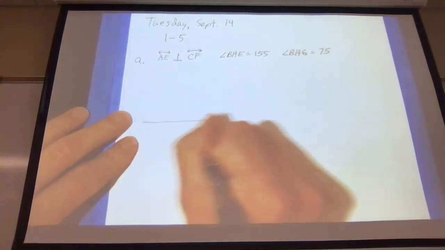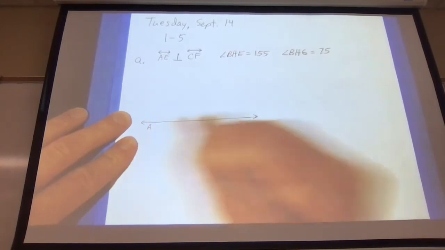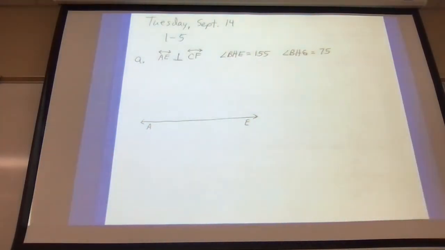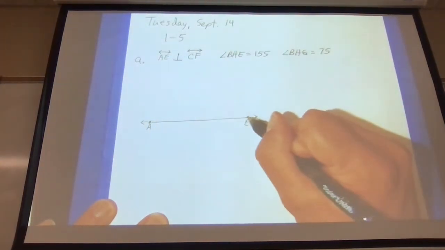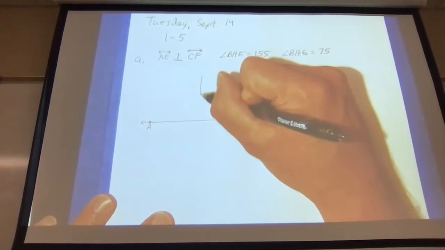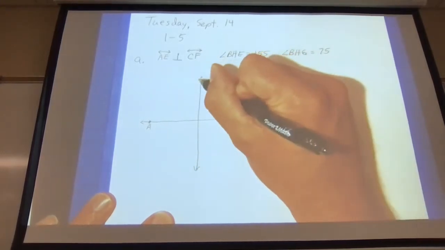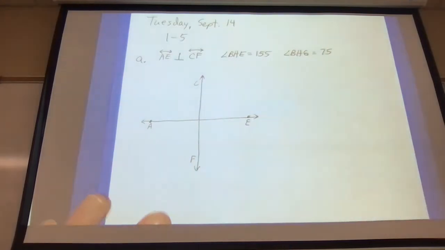Here's line AE. Sometimes they're going to put the little dots next to the A and E, sometimes they don't. We're going to have CF coming through like this. I'm going to stop at that point because we know something about lines AE and CF. What do we know about them? They do intersect.